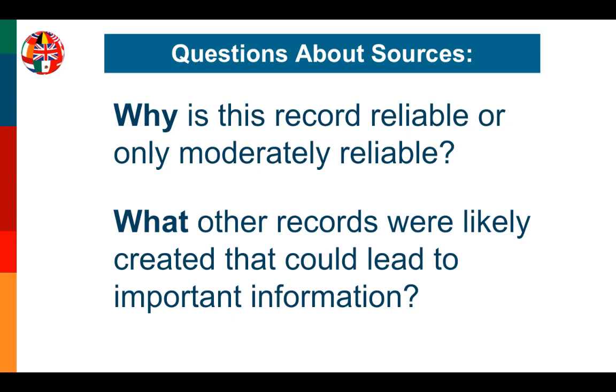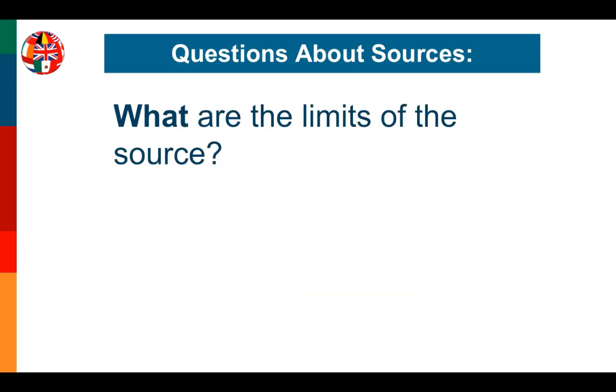What other records were likely created that could lead to important information? What are the limits of the source? An example of this is the 1850 through the 1870 U.S. Census enumerations, which don't list a relationship. Therefore, the relationship can only be implied. This is a point that will need to be explained in the report.